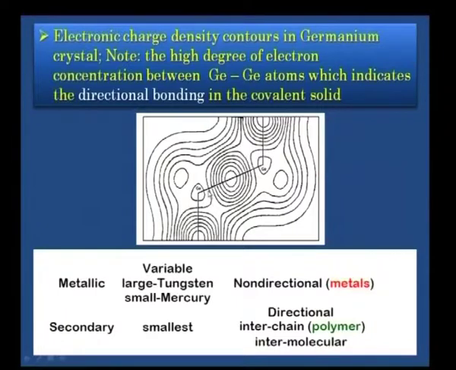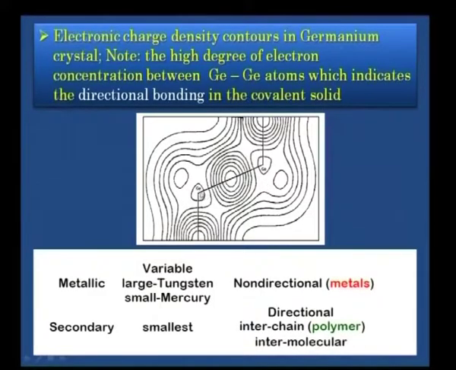Now, what do you observe? You have a lot of electronic charge density cloud present in between the two germanium atoms, along this line connecting them. But in this region or in this region, there is a deficiency of the electron cloud. That should be seen and understood. You do not have electron cloud here, but along the direction that joins the two germanium atoms, a lot of electrons are accumulated. So, it is called directional bonding. Now, I think you should understand the difference between directional and non-directional bonding. Germanium and silicon have the property of directional bonding.